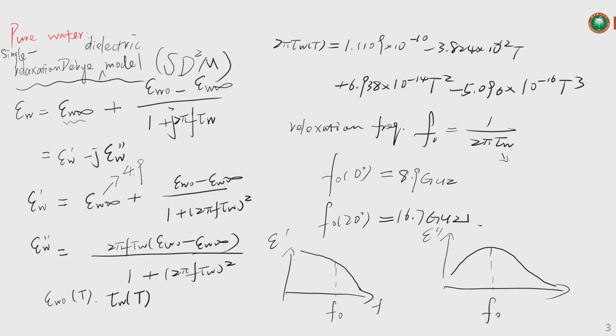So the next term is the double Debye dielectric model. The abbreviation of it is double Debye dielectric model. So of course these three represent that.